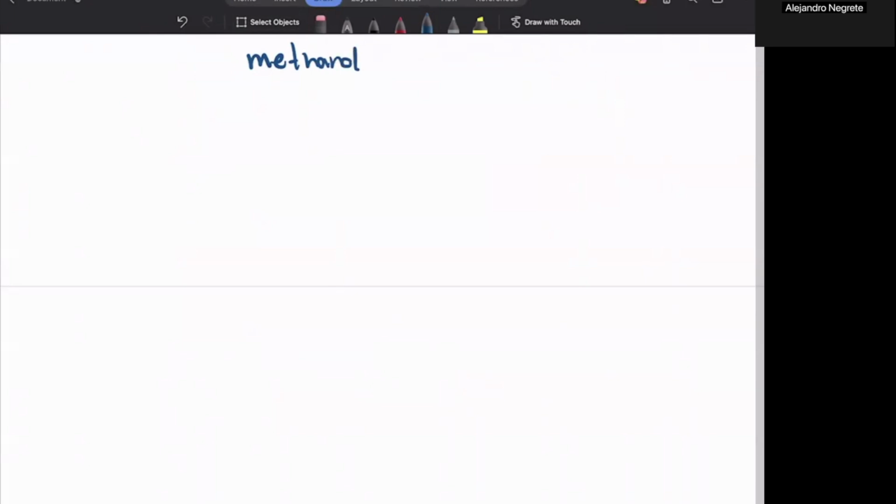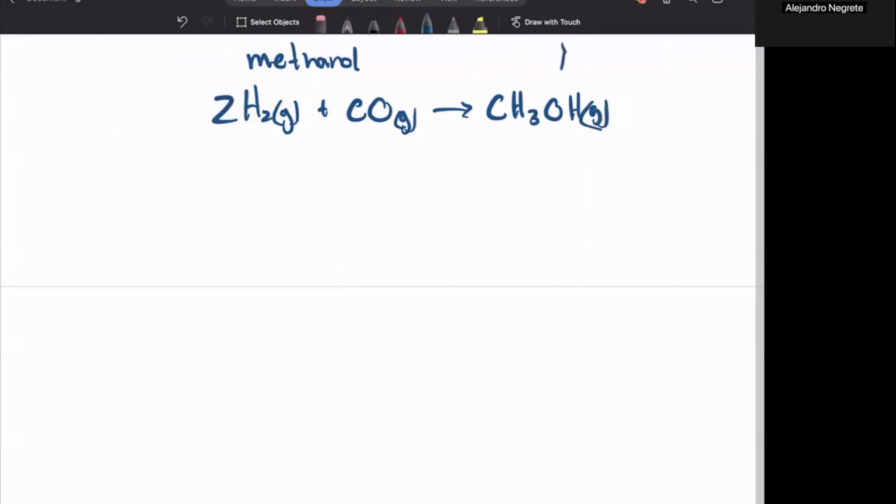Or to make methanol, let's take some hydrogen gas, plus we're just going to take some carbon monoxide, and we're going to create some methanol gas. Let me balance this real quick. I think we're balanced here. Exothermic reaction, right? We just got the combustion of carbon there, but this is an exothermic reaction, minus 90.2 kilojoules.